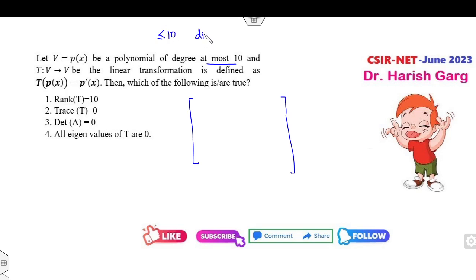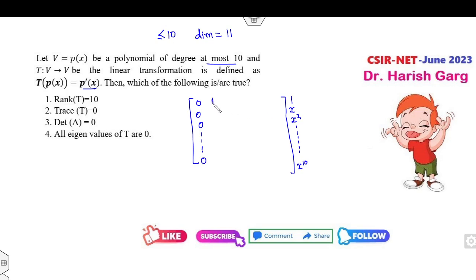Fine. So what is the dimension? It is 11, so it will be 11 cross 11. Can you write the polynomial basis of 1, x, x square up to x to the power 10? Is it fine? Now you can see its derivative. What is the first derivative? 0. So all the values are 0.